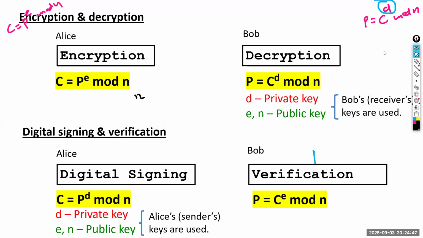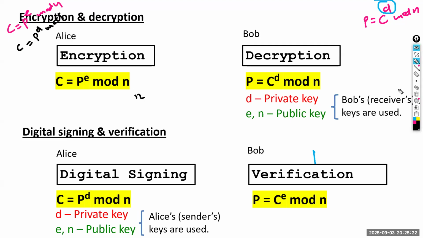Okay, reverse process. So in encryption, decryption, keys are generated by the receiver. But in digital signing, keys are generated by the sender, because the sender signs it. So therefore, now the formula is reversed. Your signed text is P to the power D mod N. Of course, these letters can be changed by yourself, right? Because these are just terms. So therefore, in digital signing, C is P to the power D mod N.